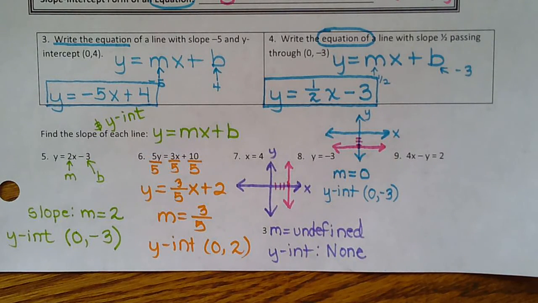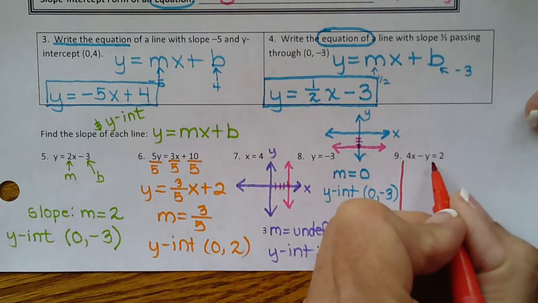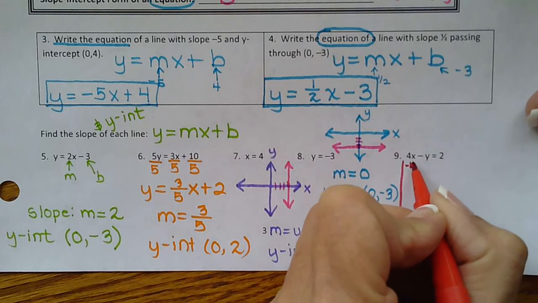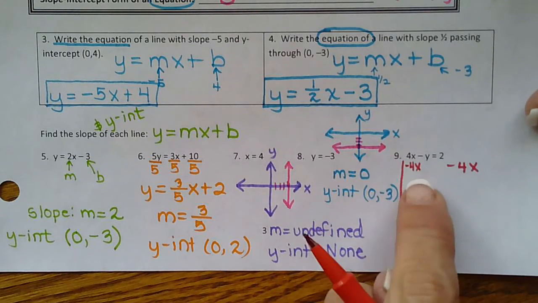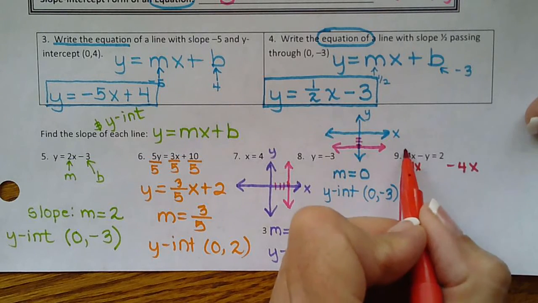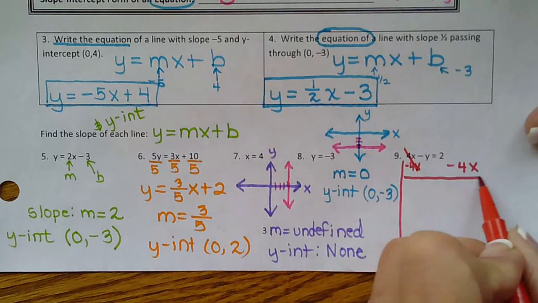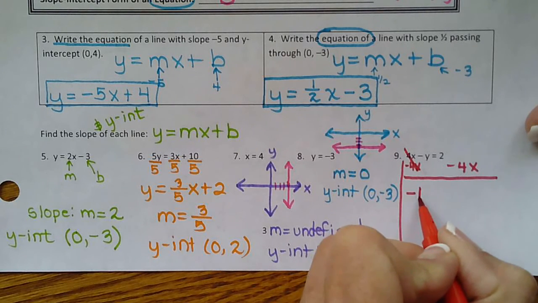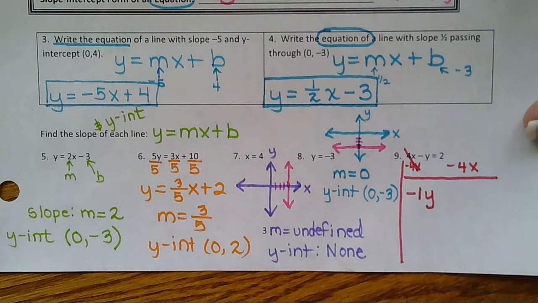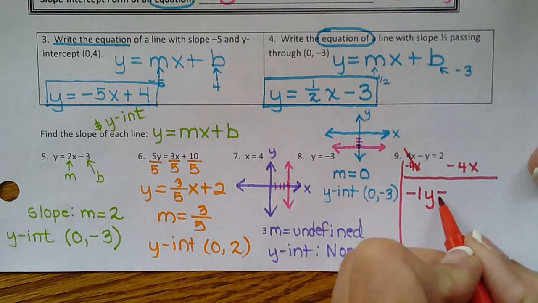And last but not least, we have one here that is not solved for y at all. So we have to do all the work, and then we can read the information from it. So if I need to get y alone, does everybody agree I would need to first subtract 4x? Because this is a positive 4x, so I do the opposite, subtract 4x, and it's gone. And it might be helpful, do you remember when we learned that -y means -1y? Because there's going to be another step after this, and it's kind of nice to have that in there.